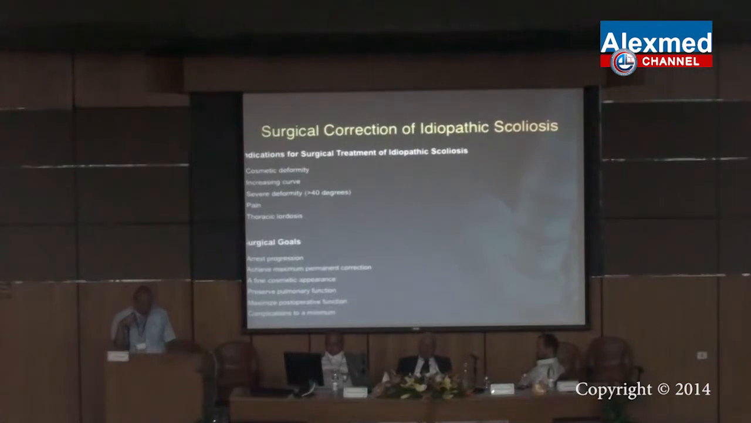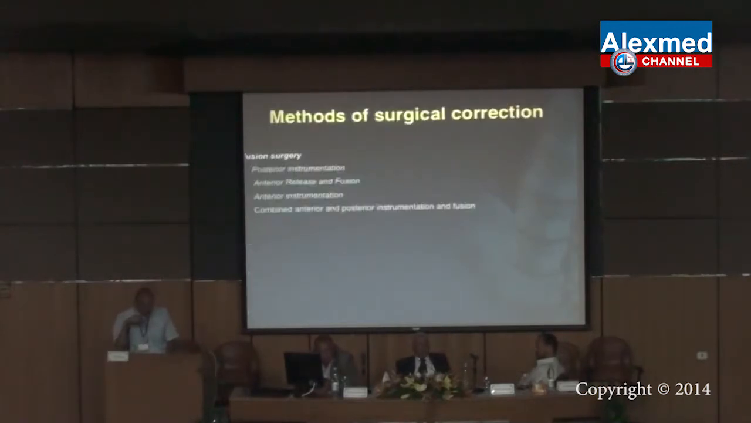Other indications are an increasing curve, even if it's small, and severe deformity, more than 40 or 50 degrees. If there is pain in a painful curvature, we have to do further investigations like MRI, because there may be more than the scoliosis problem that we have to assess and analyze very well. Our goal is to arrest the progression, achieve maximum permanent correction, and obtain a good cosmetic appearance, which is the main aim for the patient and his relatives, and maximize postoperative function with minimal complications.